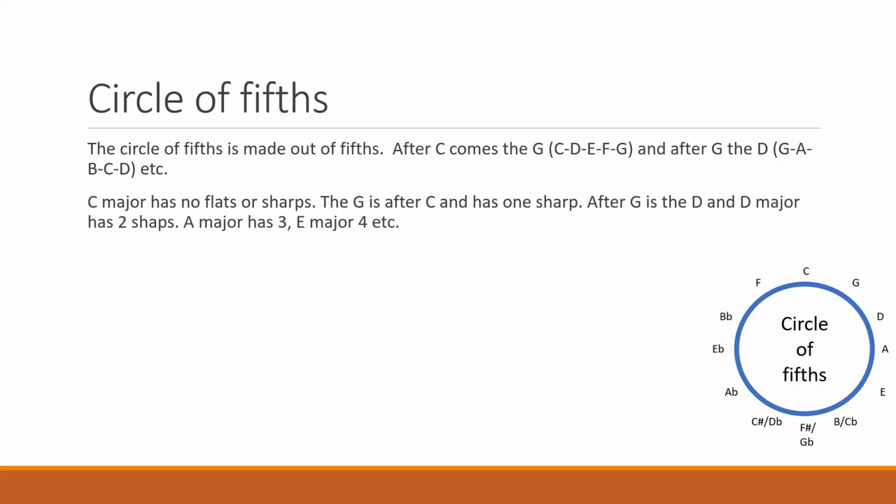Now what can we do with this? Well, C major has no flats or sharps. Then we have the left side, and then we have the right side. If we go clockwise, then we have all the sharps. If we go anti-clockwise, we have all the flats. C has no flats or sharps. G major has 1, D major has 2 sharps, then 3 sharps, 4 sharps, etc. And counterclockwise are the flats. F major has 1 flat, B flat major 2 flats, E flat major 3 flats, etc.